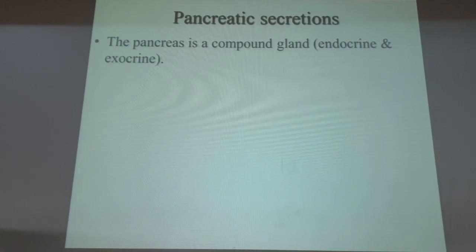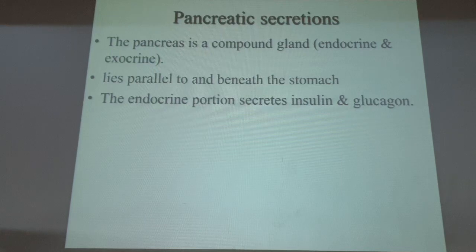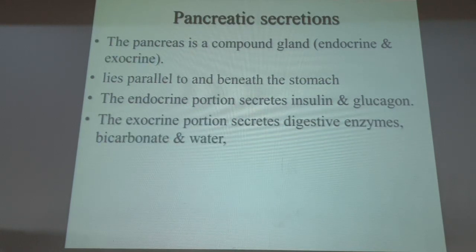It consists of endocrine and exocrine parts. I think you know this. The pancreas is beneath the stomach. Insulin and glucagon come from the endocrine part. The exocrine part secretes what? Digestive enzymes, bicarbonate and water.